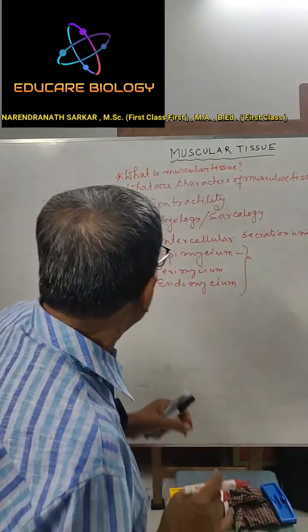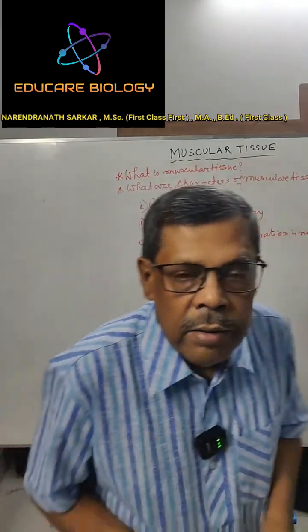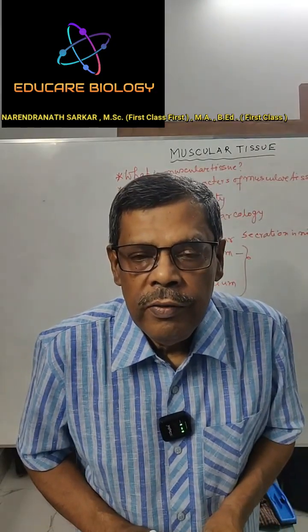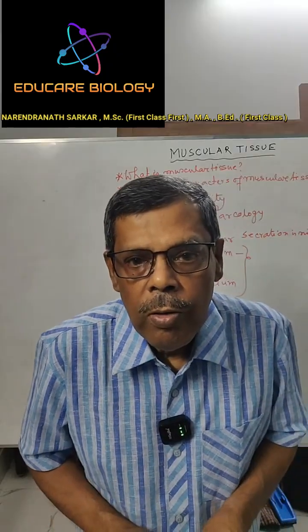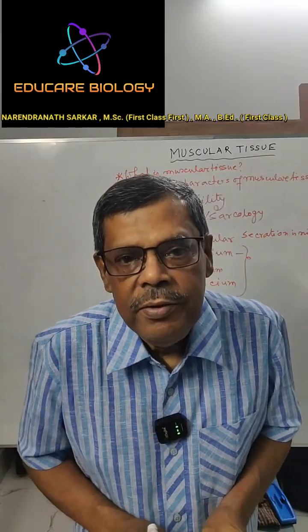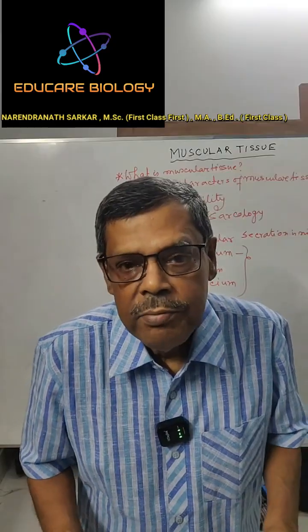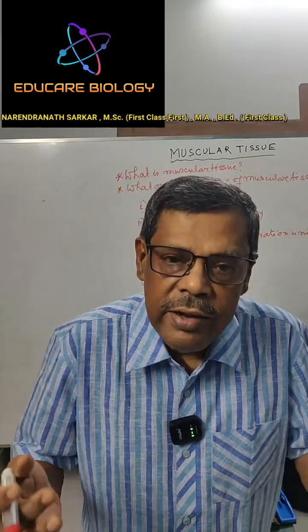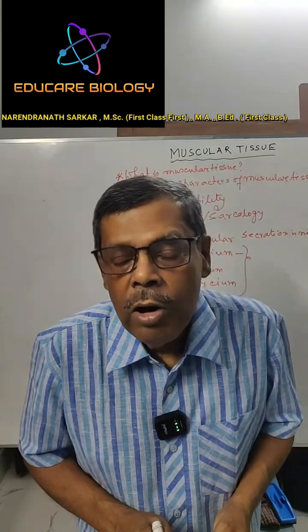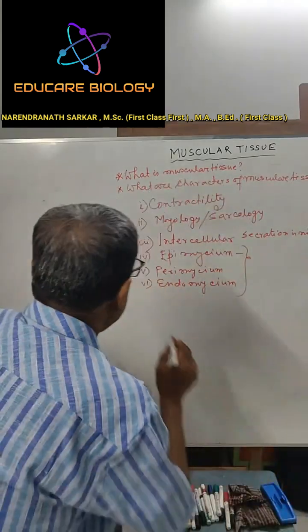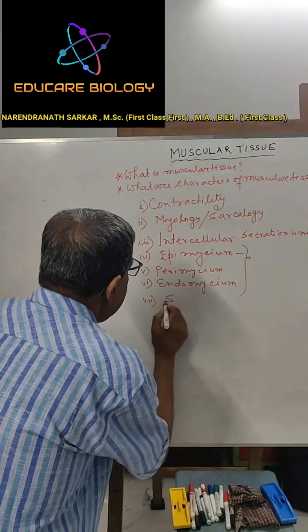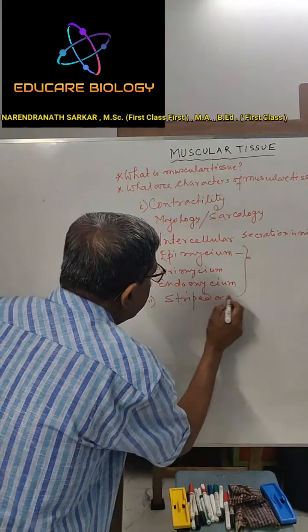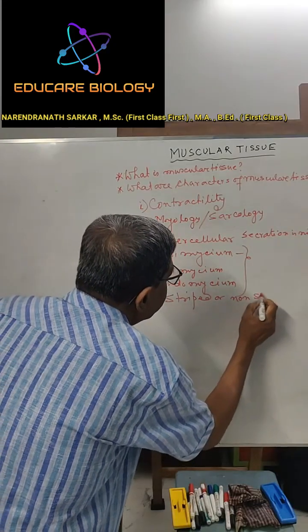Next, in muscular tissue there may be transversely striped, that is striation, or not. Number seven, it may be striped or non-striped.